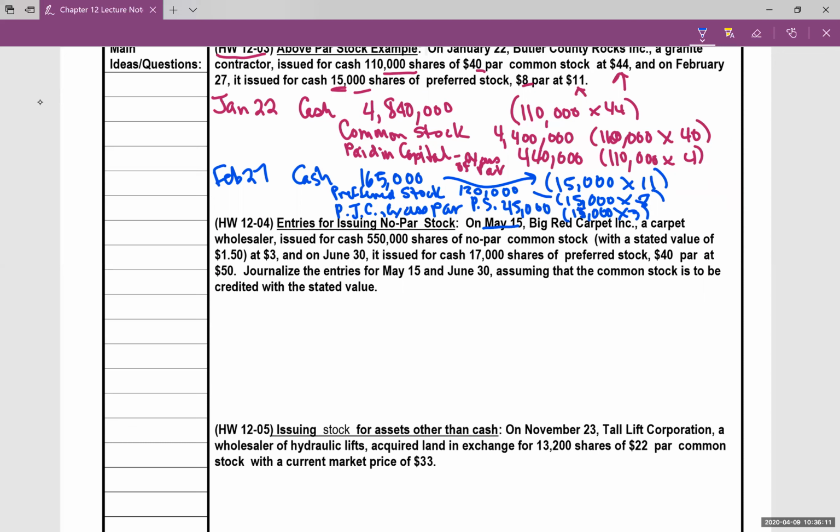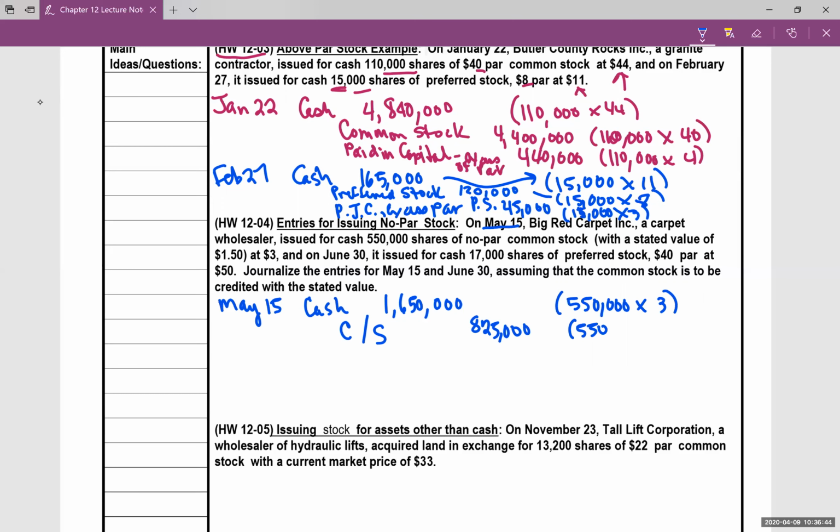It's really done the same way as the last problem. So let's get this going. May 15th is the day they did the common stock. The cash received on that day, it's a debit, 1,650,000. The calculation is 550 shares times $3. Then that day they're going to credit common stock for 825,000. The calculation is 550 times $1.50. And then we're going to have paid in capital, excess common stock, and that amount is the difference of the two, 825,000. Okay, that was the May 15th entry.